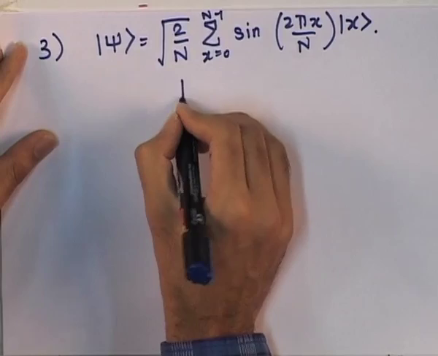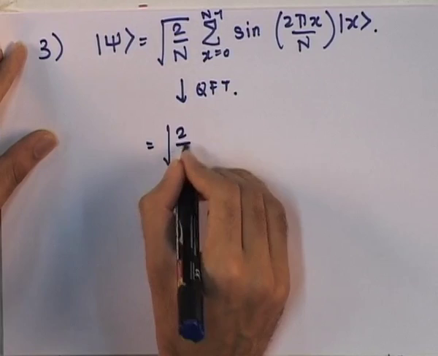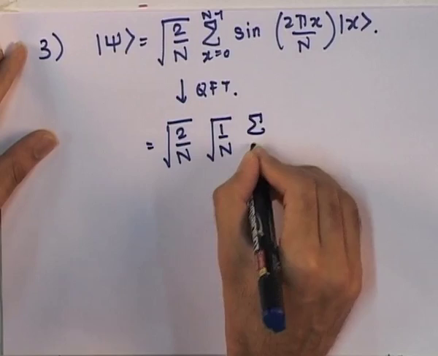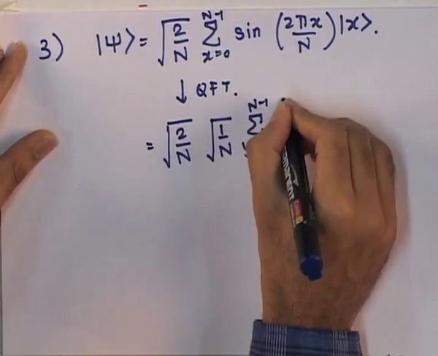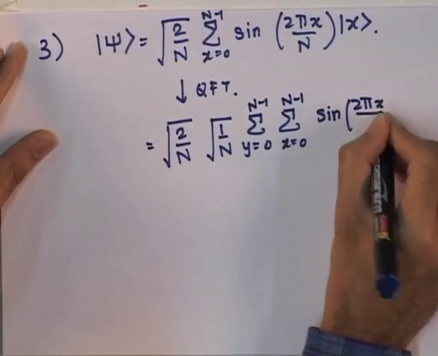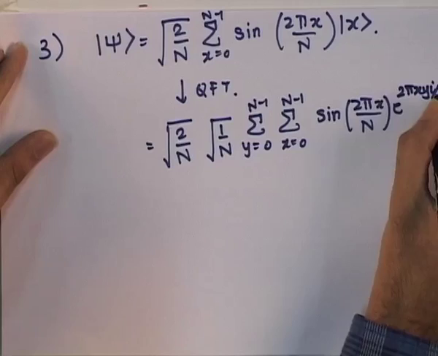So, the quantum Fourier transform of this would be root 2 upon n into 1 upon root n, summation over y going from 0 to n minus 1, summation over x going from 0 to n minus 1 of sine of 2 pi x upon n times e raised to 2 pi x y i upon n times the state y.